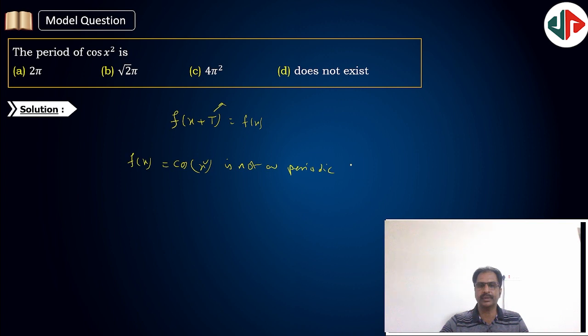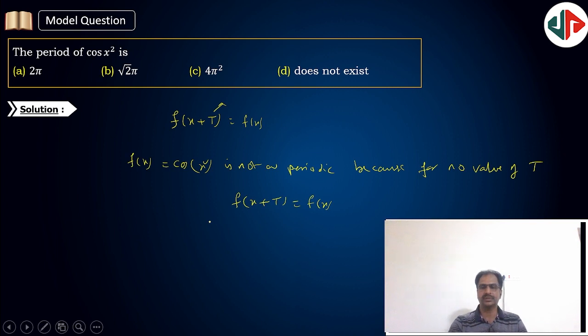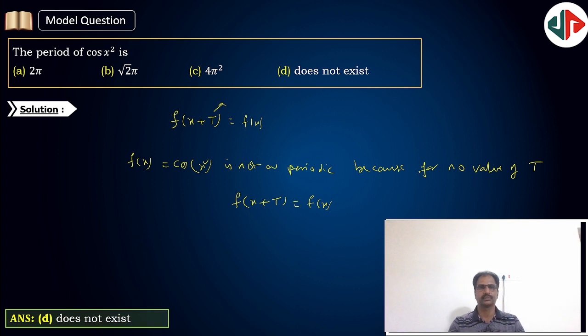This is not periodic because for no value of t, f of x plus t will be f of x. And hence the function is not periodic or period doesn't exist. Option D. Periodic function means by replacing x with x plus t should be the same function. But here for cos of x square it is not possible for any value of t where f of x plus t becomes f of x. And hence it is not periodic or period doesn't exist.